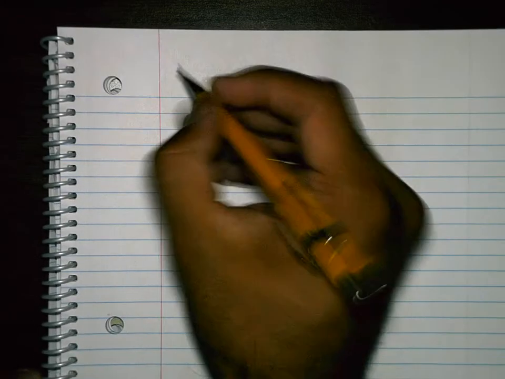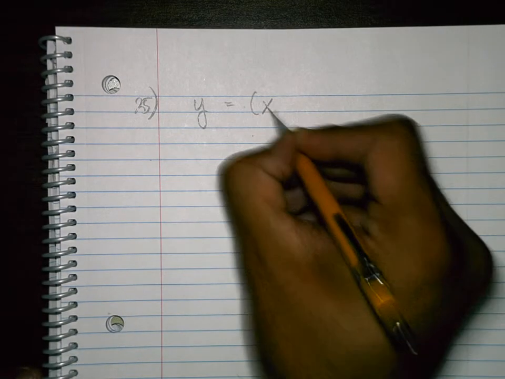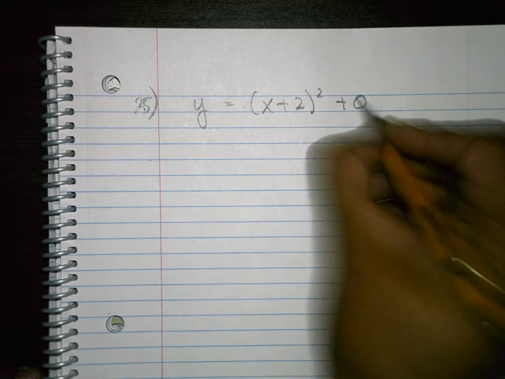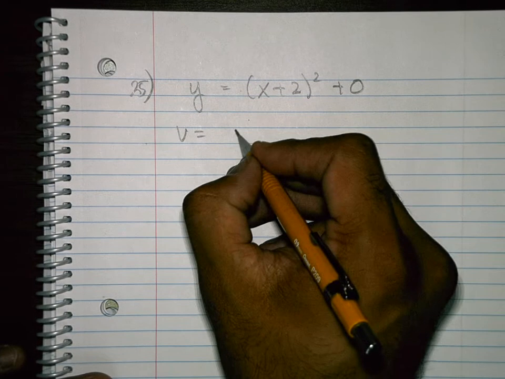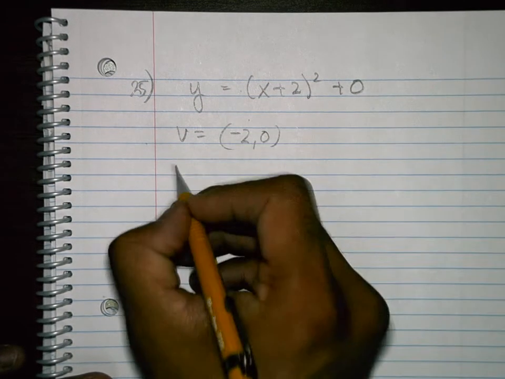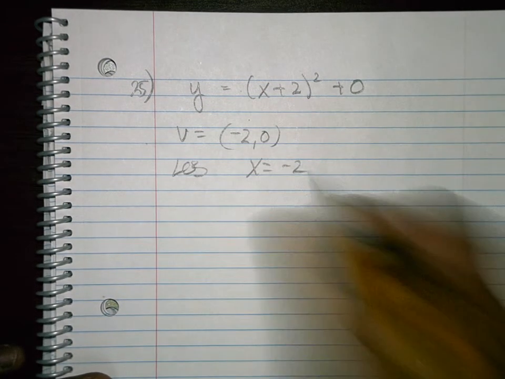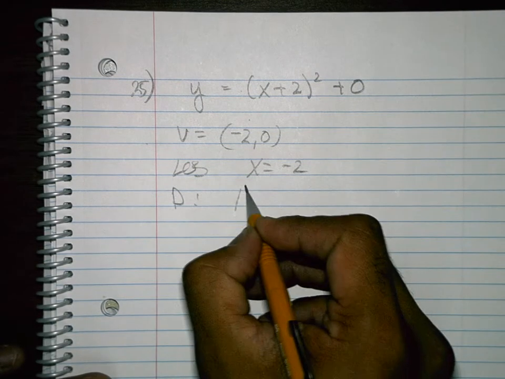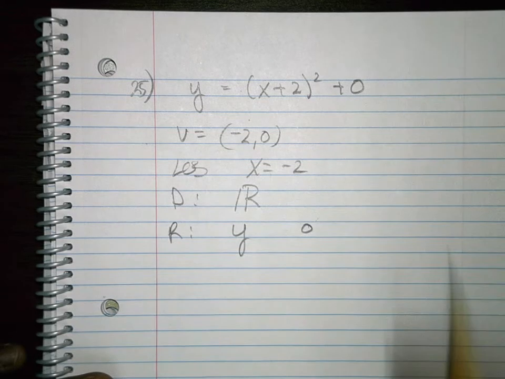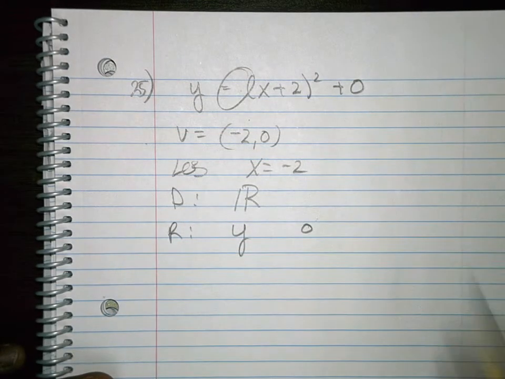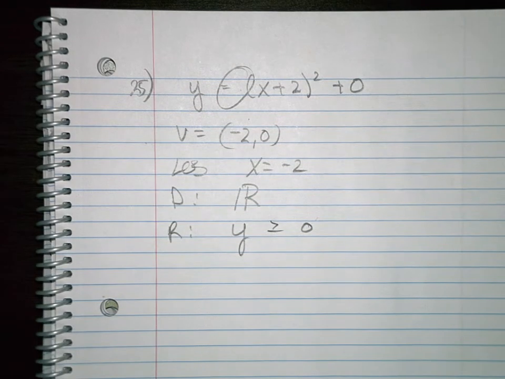25. 25 is also in the HK form. Go ahead and add that 0. So my vertex is negative 2, 0. My line of symmetry is x equals negative 2. My domain is all real numbers. And my range is y. I have to do with the 0. This is also positive up here for the a value, so this is also greater than or equal to 0.